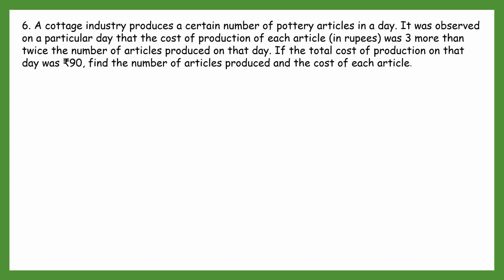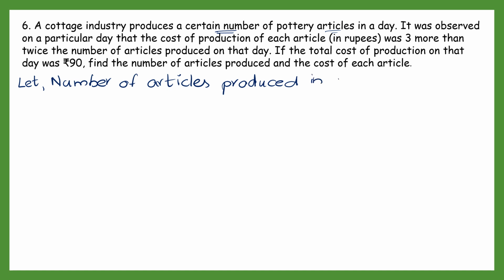They are telling the cottage industry produces a certain number of articles in a day. We don't know how many articles it will produce. So let us assume that the number of articles produced in one day is equal to x. Okay, it was observed that on a particular day, the cost of production of each article. So they are telling on some day, on one day, particular day means on some day.